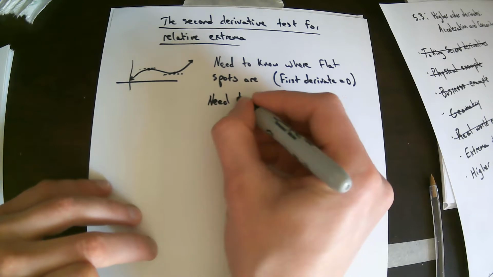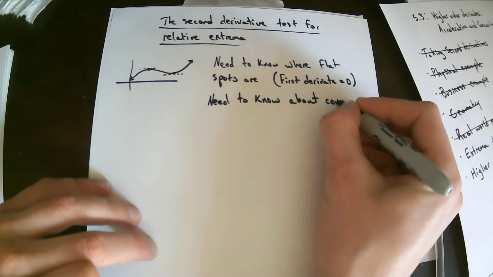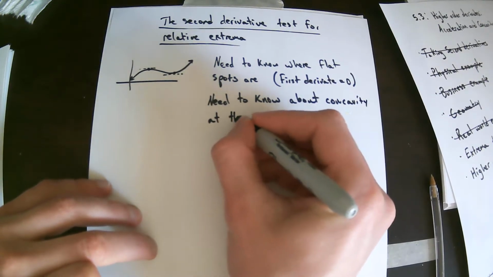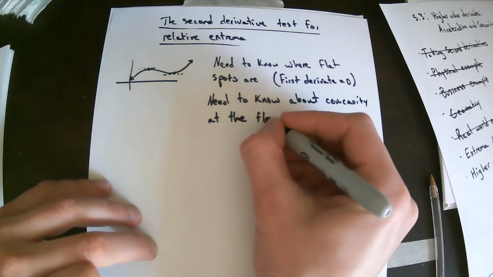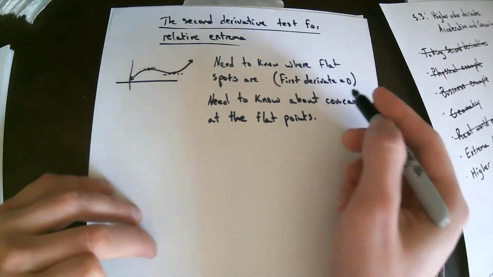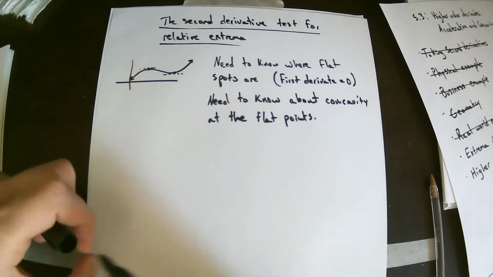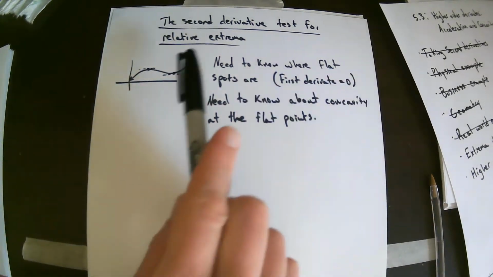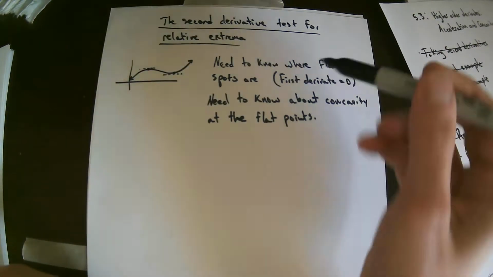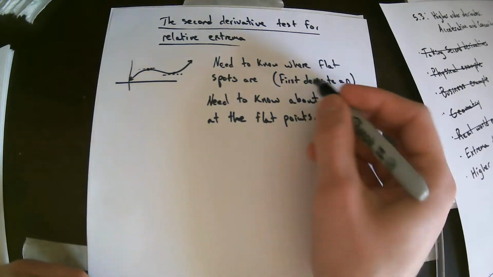Second thing you need to know is about concavity at that point, or at the points, possibly at the flat points. If you know it's flat, then you know it's an extrema point, most of the time, right? They're not always. Remember, there are some times when you can have zero derivatives where it's not an extrema value. But, wow, I really butchered the spelling of that. That's supposed to say derivative, whatever. First derivative equal to 0.